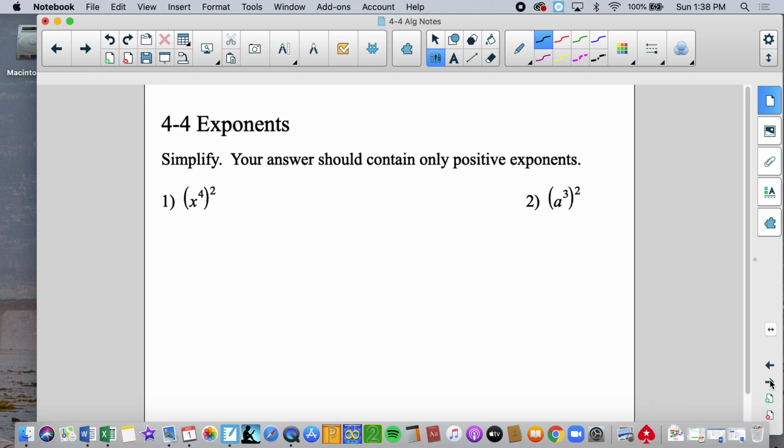Let's try some. Okay, we have x to the 4th to the 2nd. We have a power of a power. So that becomes x to the 4 times 2, or x to the 8th. We have a to the 3rd to the 2nd, a to the 3 times 2, or a to the 6th.